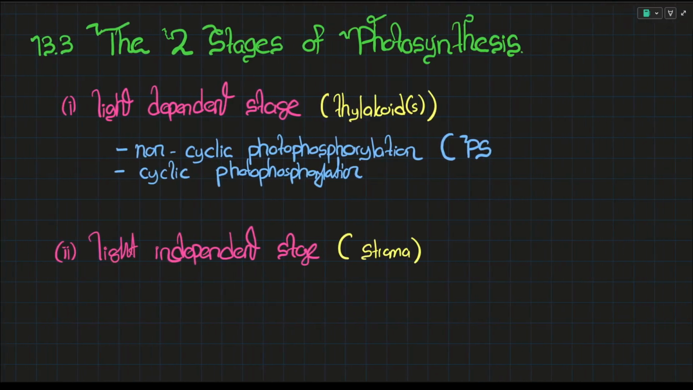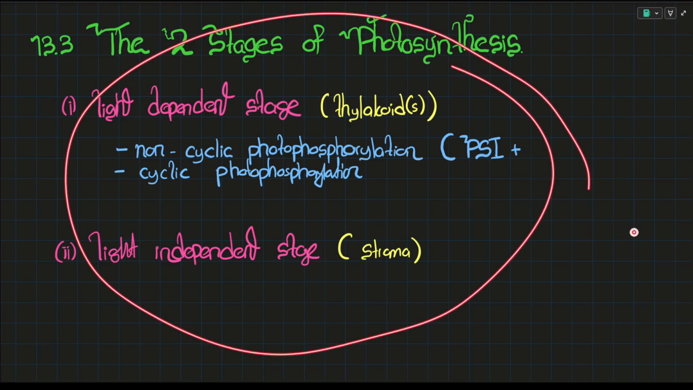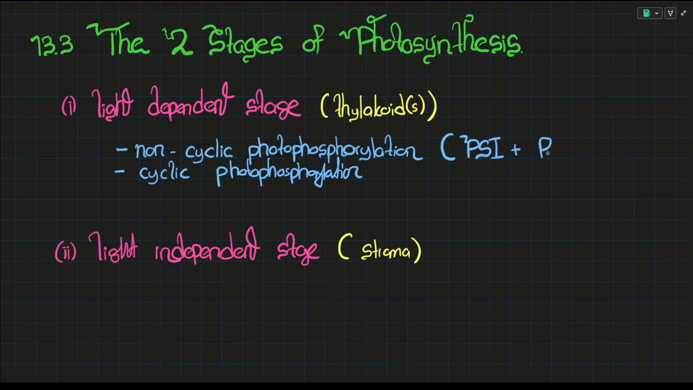Non-cyclic photophosphorylation is known for the involvement of photosystem 1. So we have two photosystems. If none of these terms make sense, that's okay, just hold on. This involves photosystem 1 and photosystem 2. We usually say that cyclic photophosphorylation involves photosystem 1 only. Now, don't worry about what photosystem 1 is, what photosystem 2 is, what on earth photophosphorylation is. Don't think about any of those things.